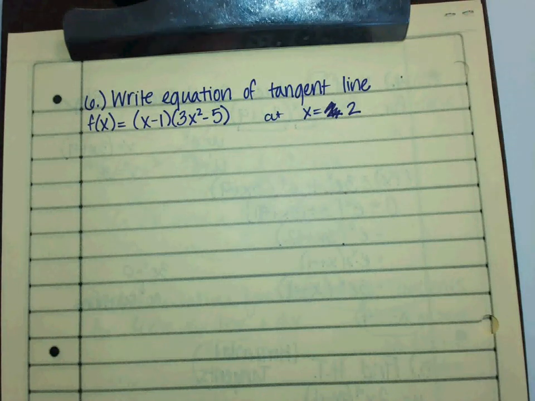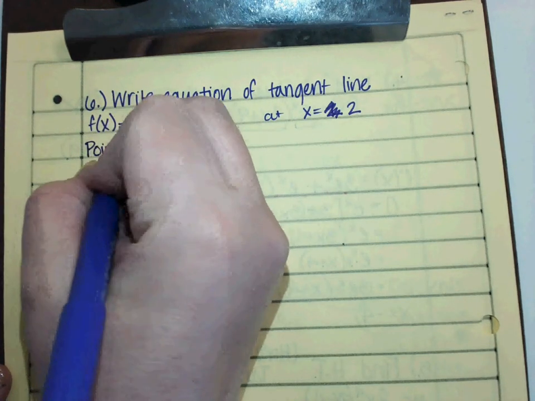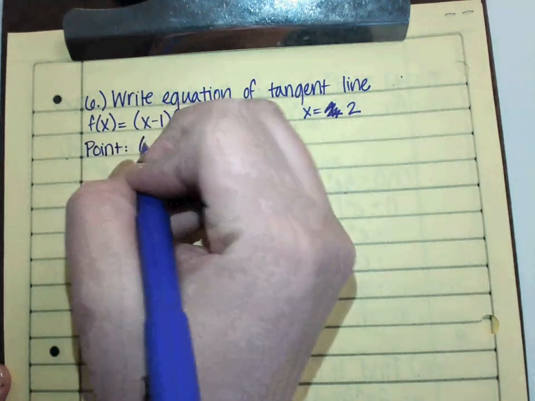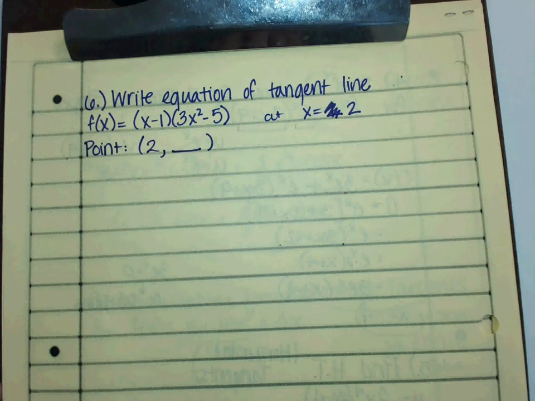Equation of the tangent line. Okay, we want to write the equation of a tangent line. What two ingredients? A point and a slope. We're going to do u and v in a second, though. So, my point. What is the x value? 2. But my y value I find by plugging in where? 2 into the original equation.